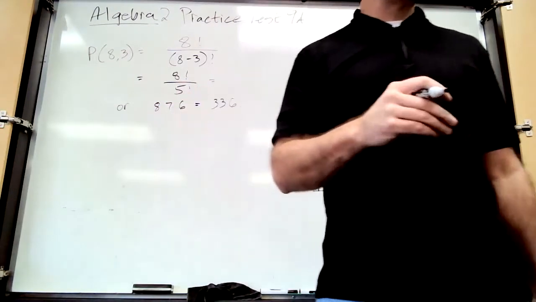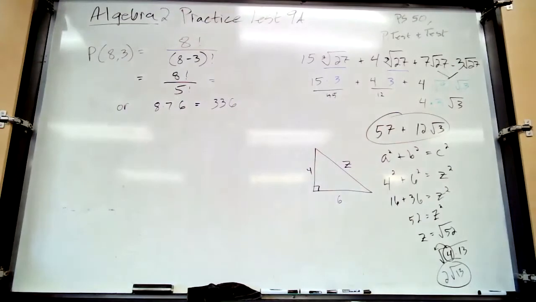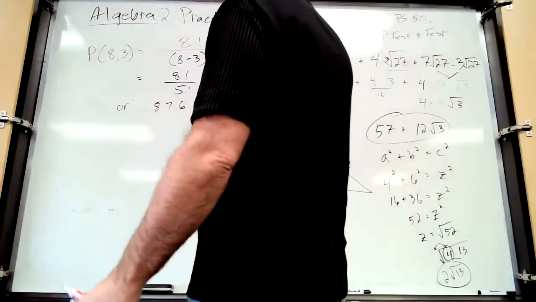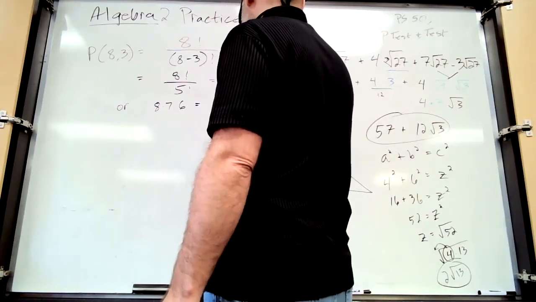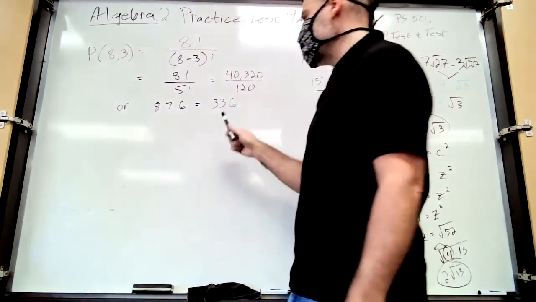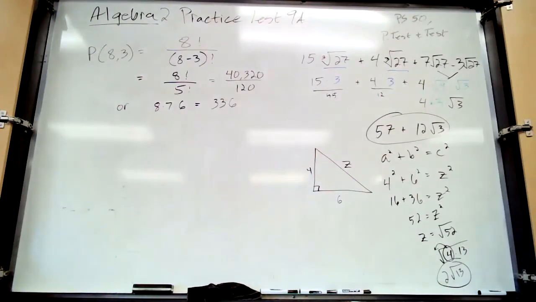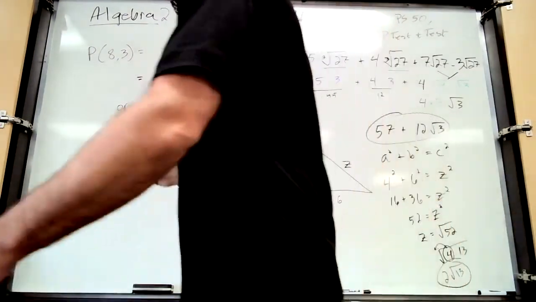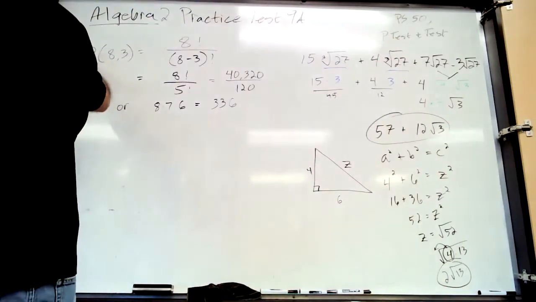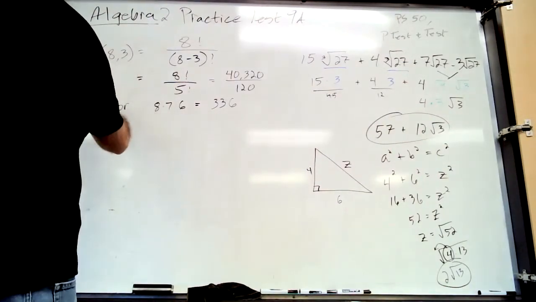Well, 8 factorial is a huge number. It was 40,320. Yeah. And then what was 5 factorial? 120. Yeah, so if you do that, you should get 336. So either way works. This is just if you want to cancel the 5 factorials. Okay, that was number 6.